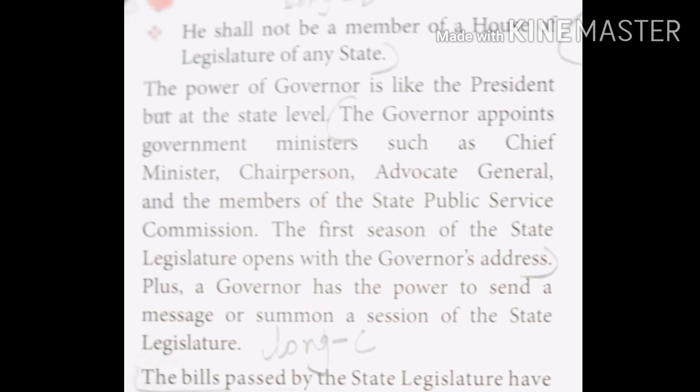Now our next one topic is Chief Minister, and this topic will continue in our next class. Till then you have to complete your short answers. The answers I have given in PDF, and you have to learn important terms of this chapter.